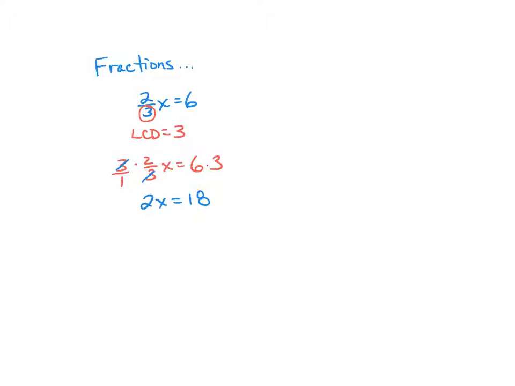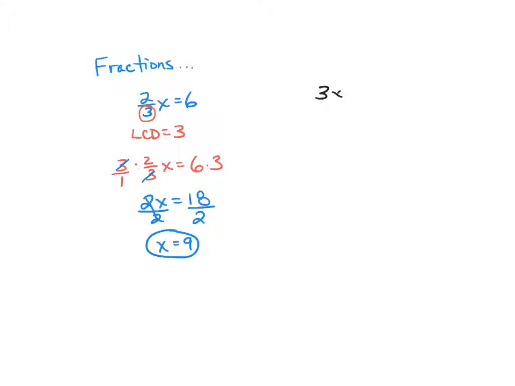At this point now I can just divide like normal. I'm going to divide both sides by 2, and I'm going to get a final answer of x is equal to 9. There are all sorts of different ways of doing this problem, but I find a lot of people have success if they just do it in a few steps. Let's take a look at another one.